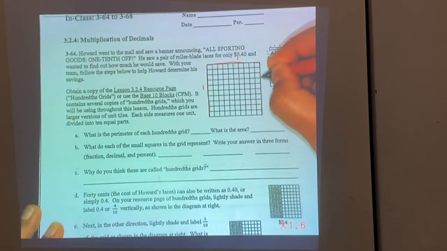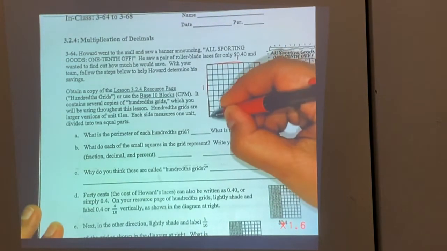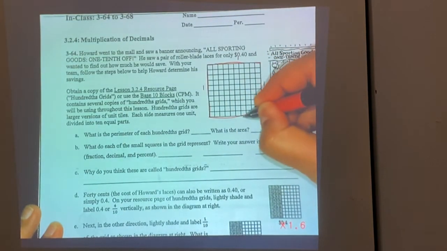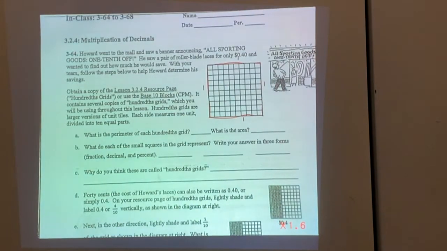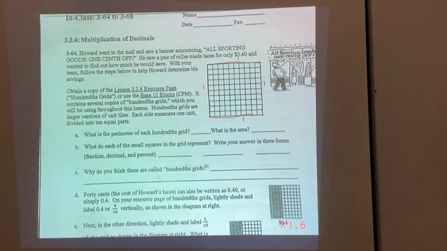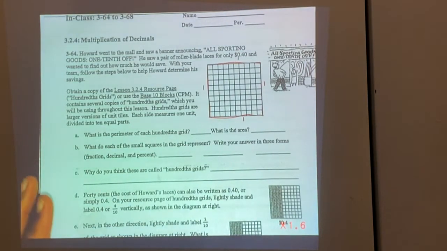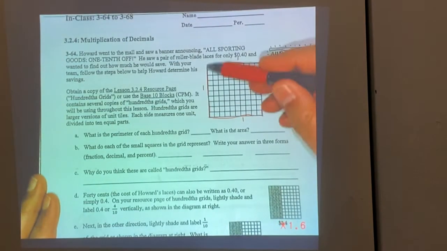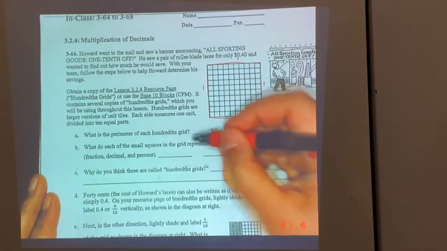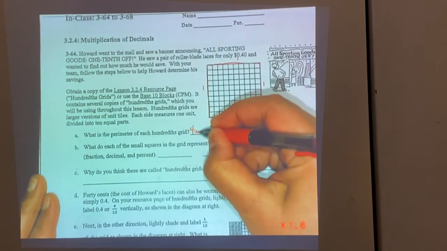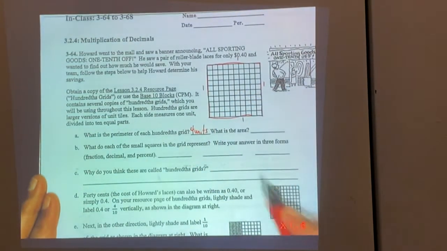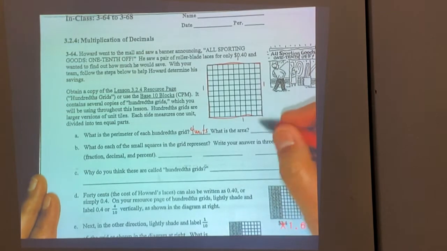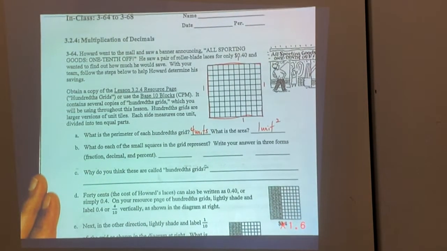Okay, now my pen's not working. 1. 1, not real straight. Anyways. Another pen. A. What is the perimeter of the 100 grid? So perimeter, remember, perimeter is going all around the shape. So this is 4 units. What's the area? Length times width, 1 times 1 is 1 unit squared.